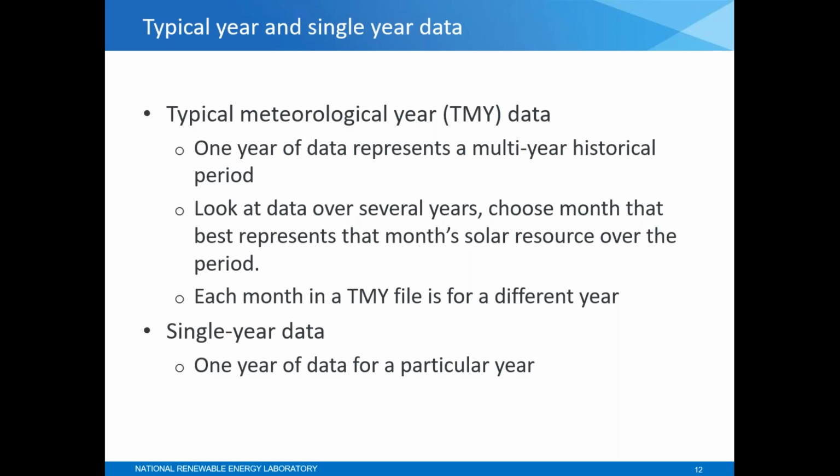Each month is chosen based on being the most representative of all of the Januaries, for example, in the historical period. And this way of constructing the file makes it possible to have a single year file that represents the historical period, but where all of the columns of data are consistent with each other. So the solar irradiance data is consistent with the temperature data, is consistent with the wind speed data. A single year data file is just a file that contains data for a specific year. So it might be weather data for 2015 or weather data for 1998.